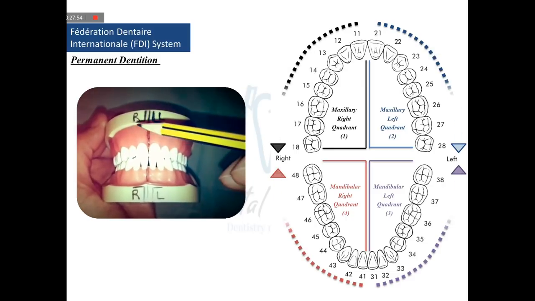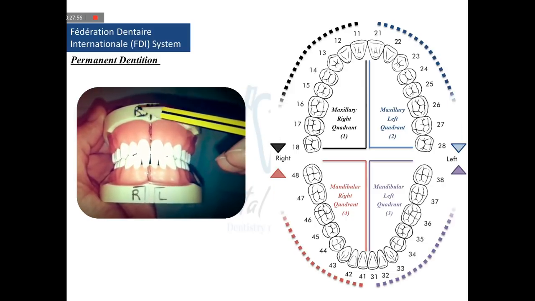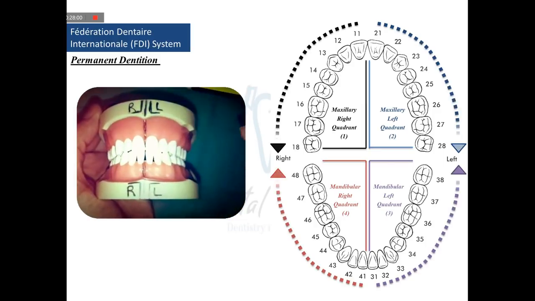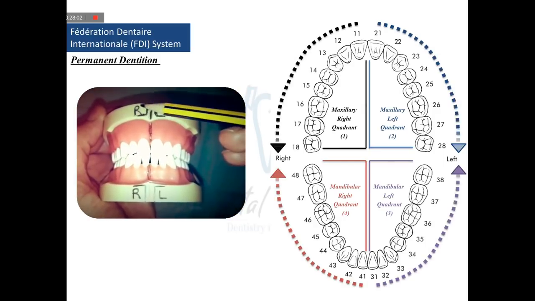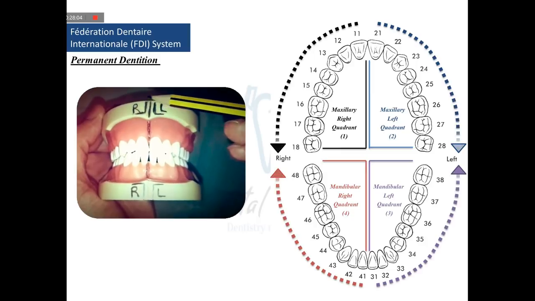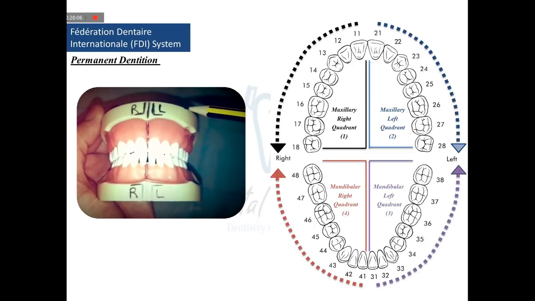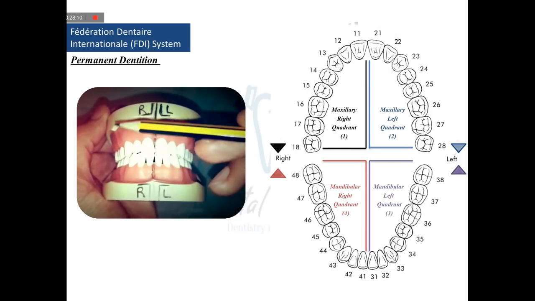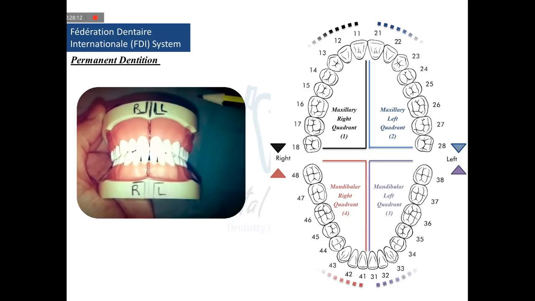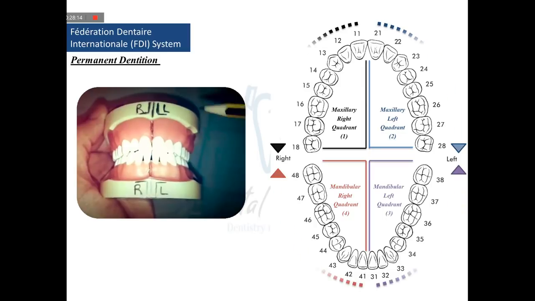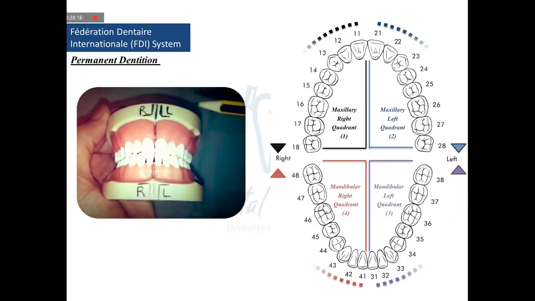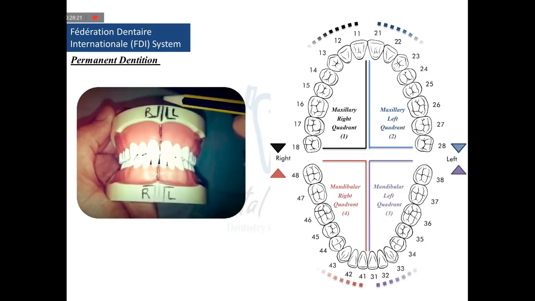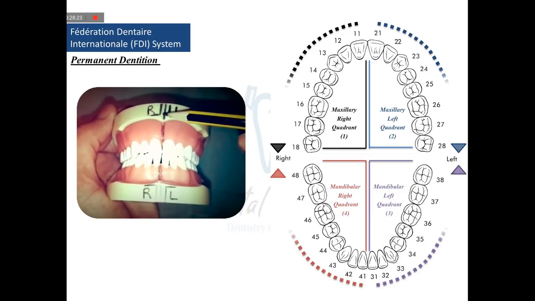So first, we start to count all of the teeth in the clockwise direction for the quadrant. So the maxillary right quadrant is numbered as number 1, left as 2, the lower left as number 3, and the lower right as number 4. So we are counting all the quadrants in a so-called clockwise direction, starting from the maxillary right quadrant, as we have been discussing earlier.